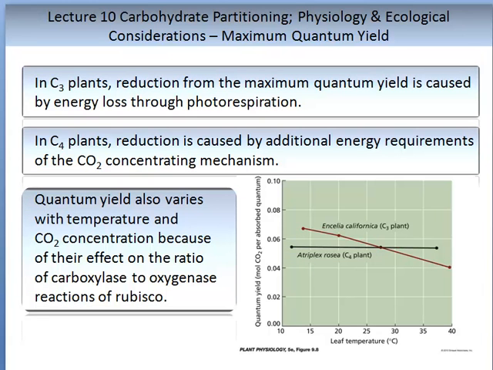In C3 plants, the reduction from the maximum quantum yield is caused by energy loss through photorespiration. In C4 plants, and you'll remember the mechanism is different to C3 plants, reduction of quantum yield is caused by the additional energy requirements of the carbon dioxide concentrating mechanism. The quantum yield also varies with the temperature and the carbon dioxide concentration because of their effect on the ratio of carboxylase to oxygenase reactions of Rubisco. How C3 and C4 plants respond to the quantum yield and leaf temperature are illustrated in this figure.